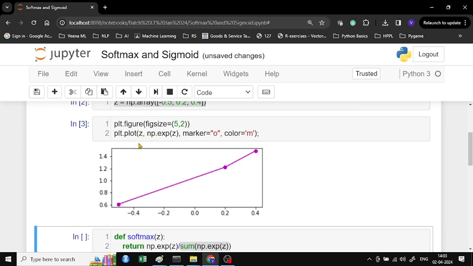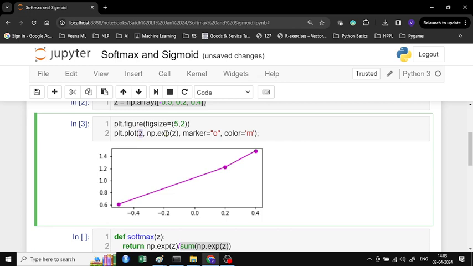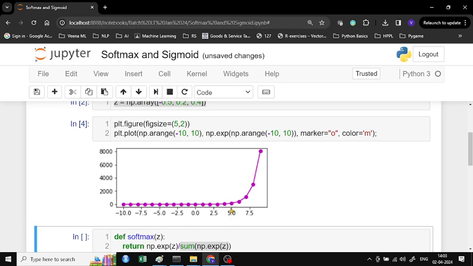For example, instead of these 3 points, if I just take a range of -10 to 10, and let's take the exponential of the same range, and let's see the graph. You'll see that for the negative values, the output is very close to 0, and for the positive values, very quickly they tend to give you a large value on the y-axis.